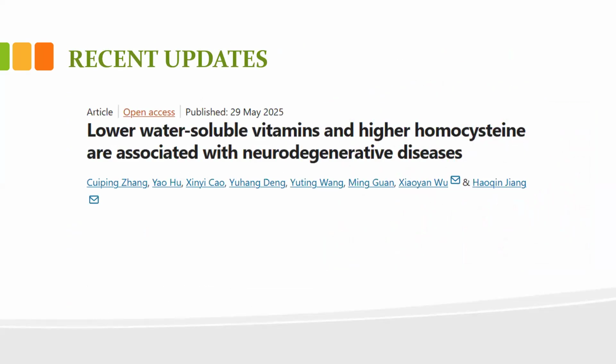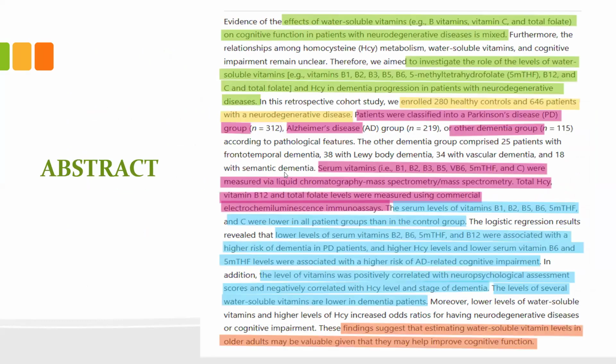The recent updates. This is an article which was published in May 2025, and it states that lower water-soluble vitamins and higher homocysteine are associated with the neurodegenerative disease. So the abstract is: the effects of water-soluble vitamins, vitamin B and C, and total folates on the cognitive and degenerative disease are mixed. So to investigate the role of water-soluble vitamins B5, B6, 5-methyl tetrahydrofolate, B12, and vitamin C and total folate in progression in patients with neurodegenerative disease.